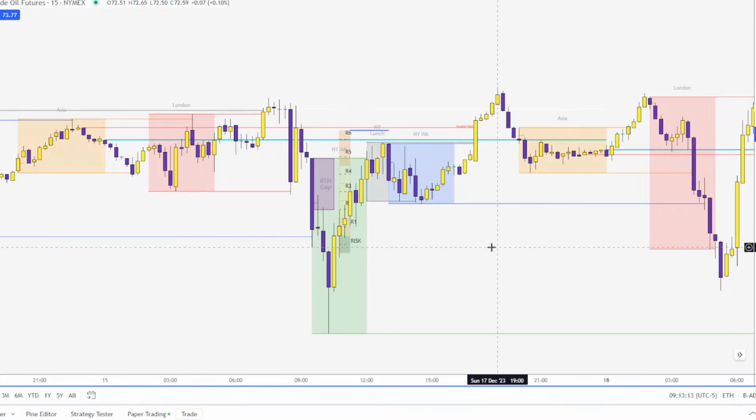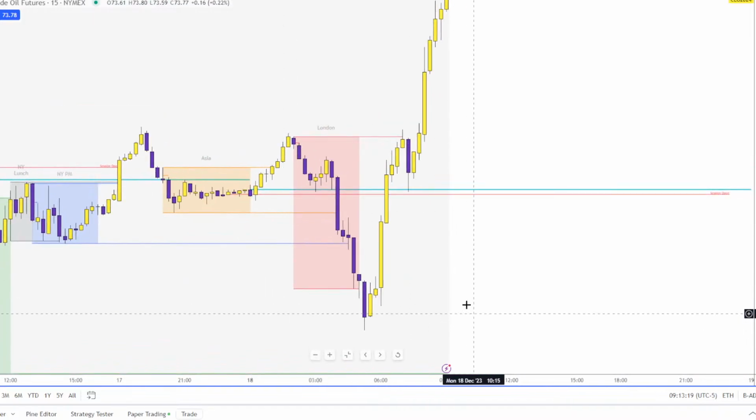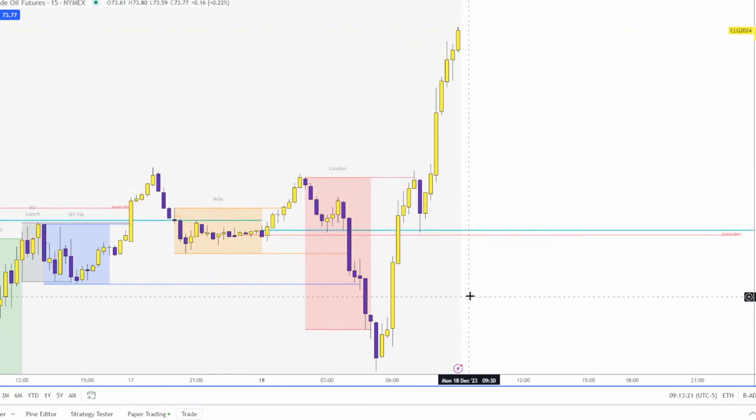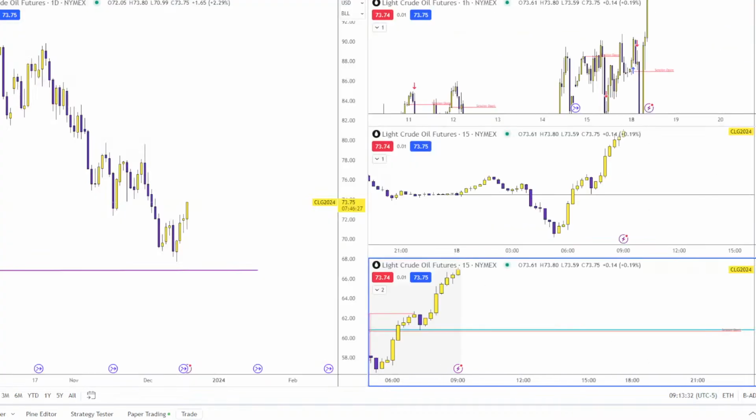So anyway, let's remove the drawings here. That's oil. Oil can be a lot of fun. Get in on oil early, you can get a nice little run on the day.